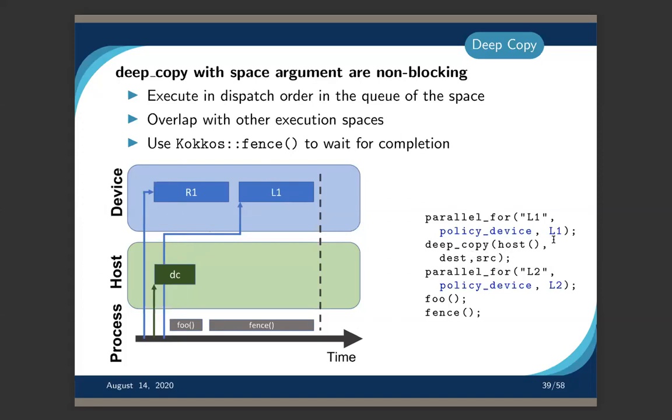In this case, you can neither have L1 modify source or read dest or whatever, right? Nor L2 use dest and source. And foo can also not rely on dest and source.